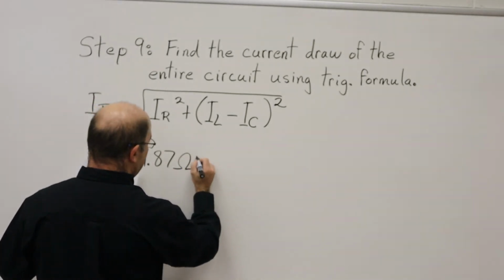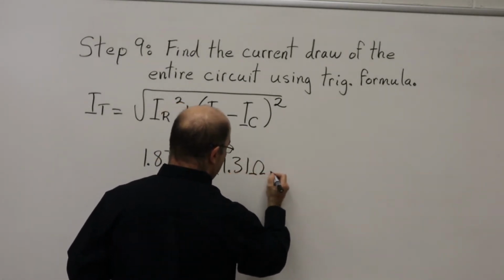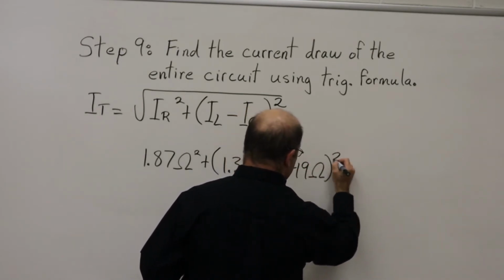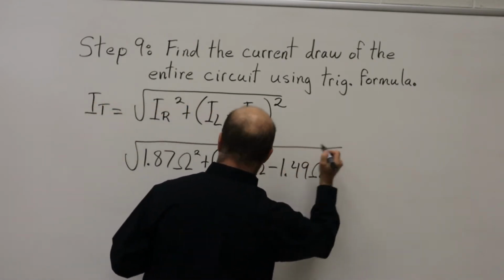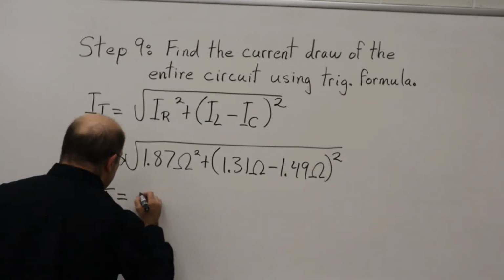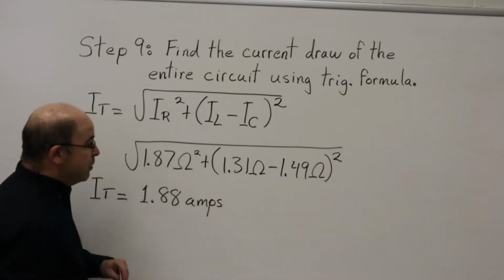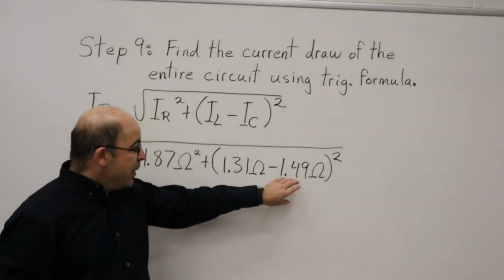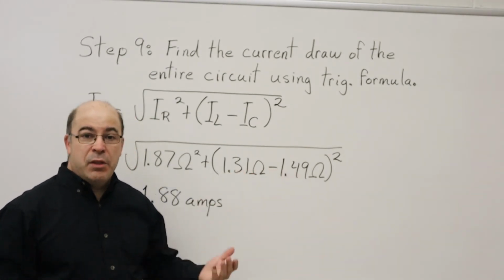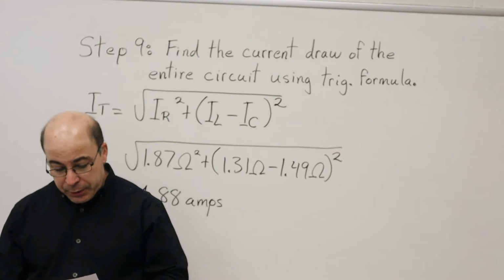1.87 ohms squared plus 1.31 ohms, subtracting 1.49 ohms, close the brackets, squared, square root, and the current draw, or current total, is going to be 1.88 amps. So it looks like the amount of capacitance, or the current for the capacitor, is actually negating or feeding the inductor with all of its current, and the little bit that is left over, because it's trig, doesn't add a whole lot to the overall value.